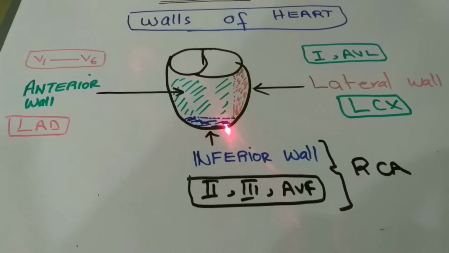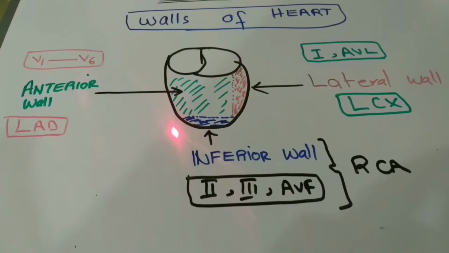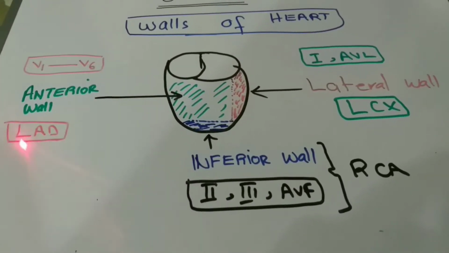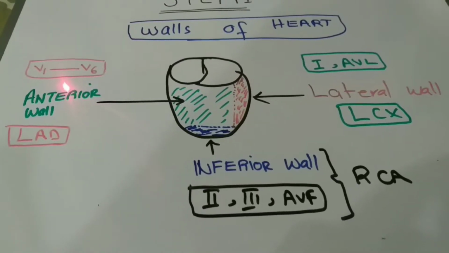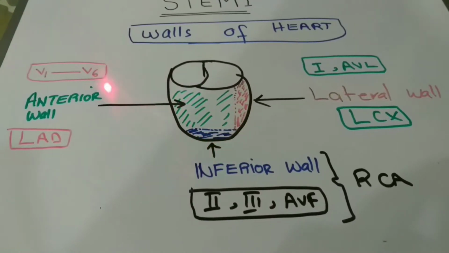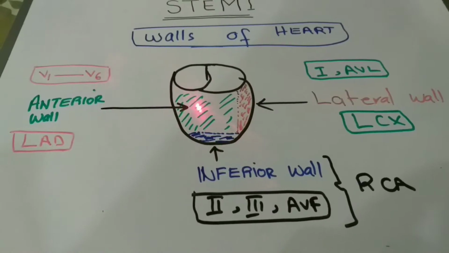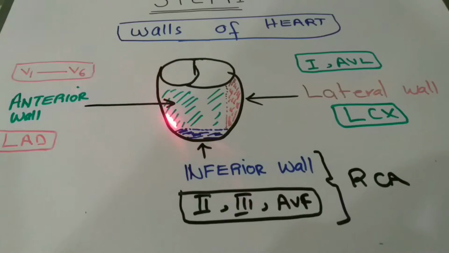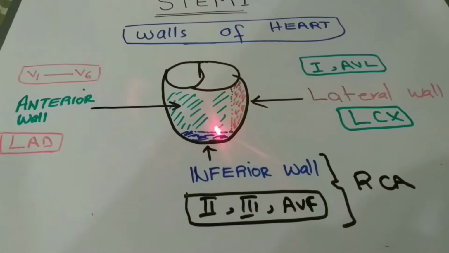For example, making it simple, leads V1 to V6 on the ECG paper represent the anterior wall, which is supplied by the left anterior descending artery. So V1 to V6 represent the anterior wall. V1 and V2 are located towards the septal side, so these are known as anteroseptal. V3 and V4 are located in the middle of this series, so they are purely anterior chest leads. And V5 to V6 are located towards the lateral side of the anterior wall of the ventricle, so they are known as anterolateral.